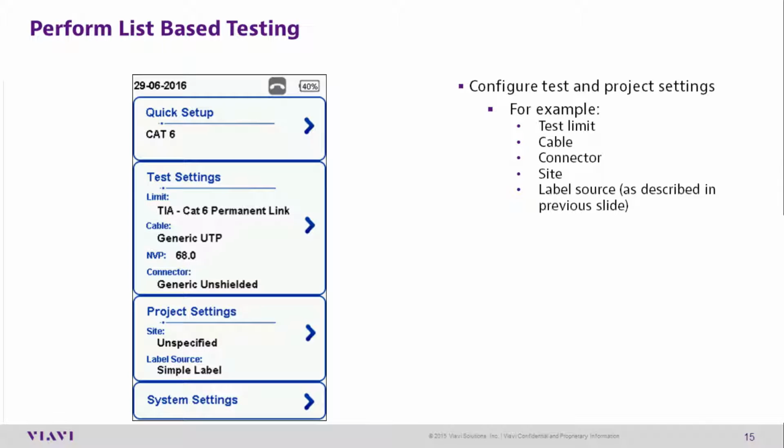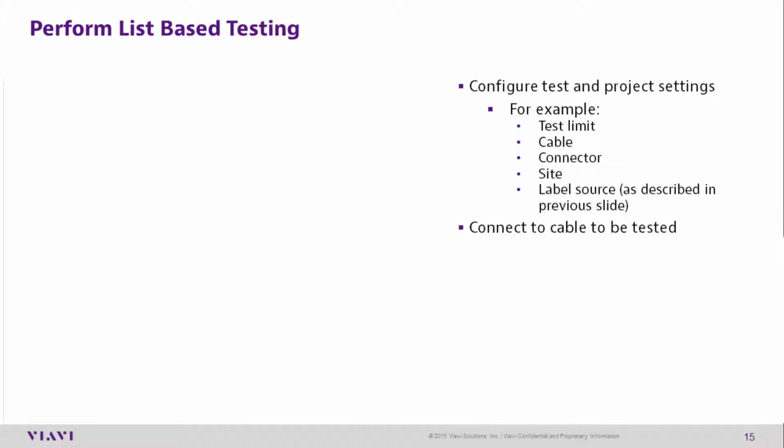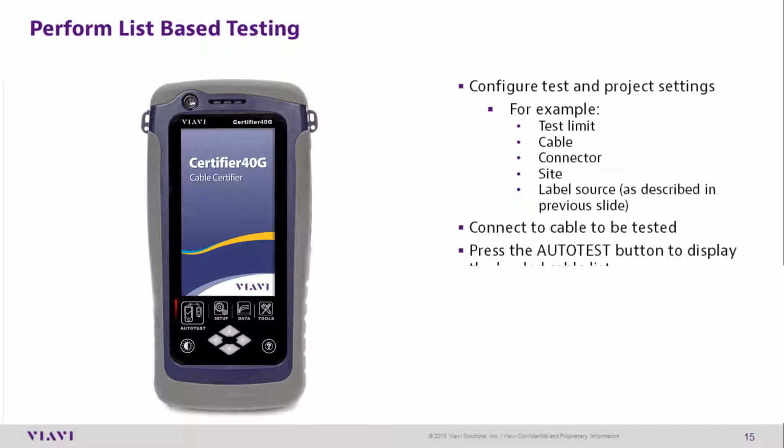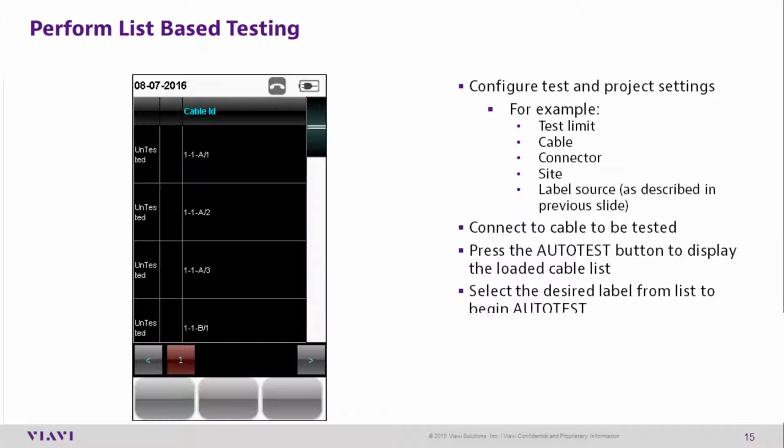Performing list-based testing. Configure the test and project settings. For example, set the limit of the test, the cable and connector being used, the site, and of course the label source. Connect to the cable to be tested. Press the Auto Test button to display the loaded cable list. Select the desired label from the list to begin auto test.